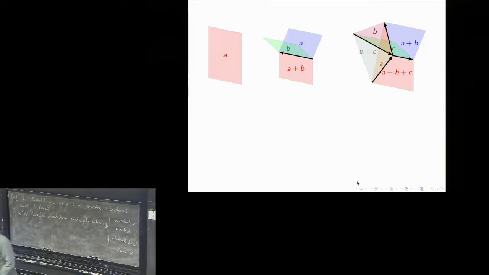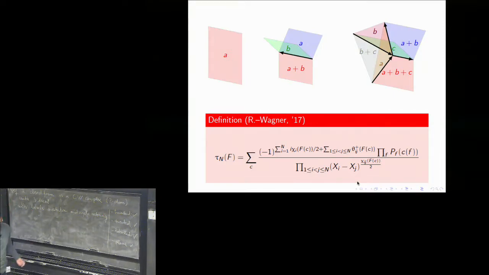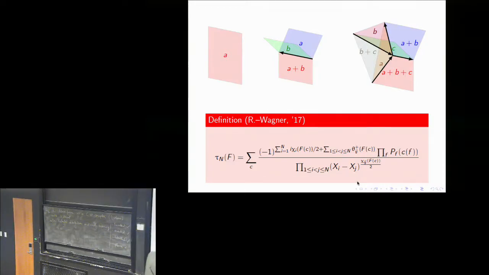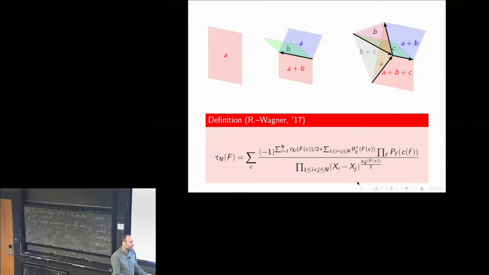Okay. And now I promised you to explain a formula. So we have a formula here. I'm sorry about that. This formula is probably the main result of the paper, even though it's not a result since it's a definition. So F is my foam, okay? And I want to associate to F a number. And I should be more precise here.